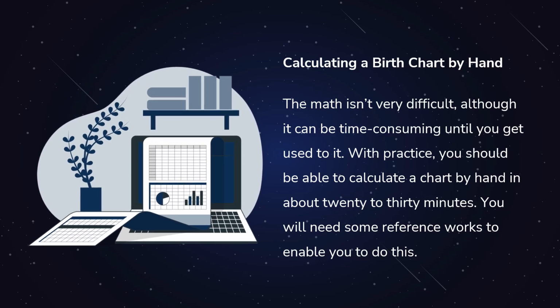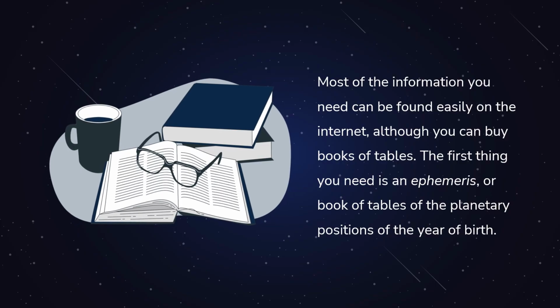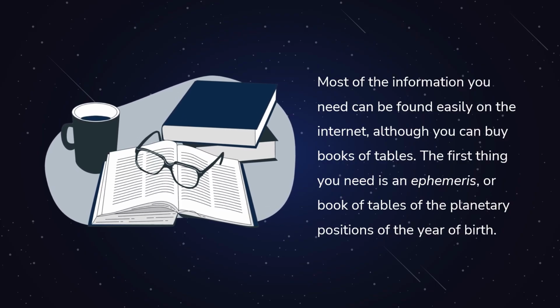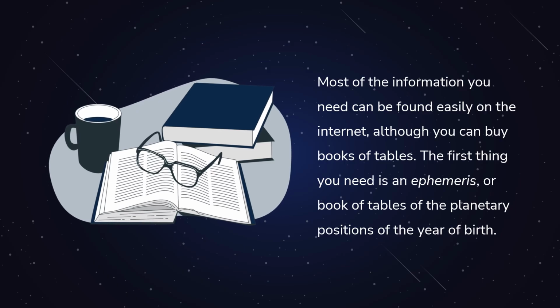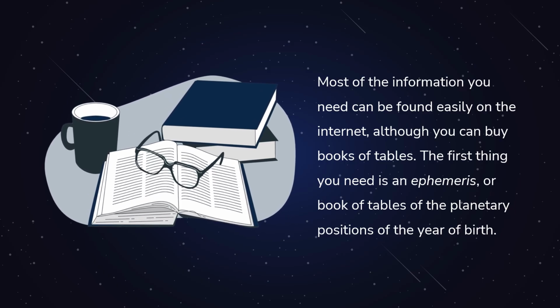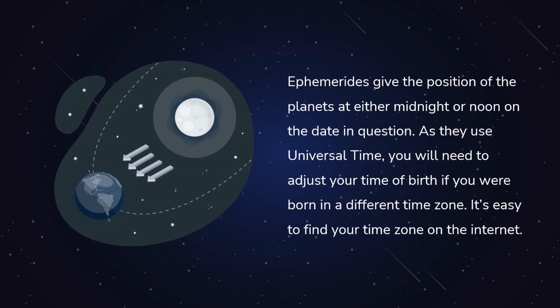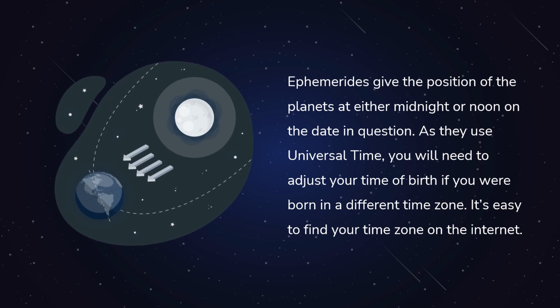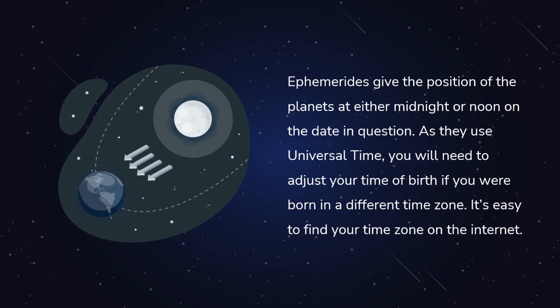You will need some reference works to enable you to do this. Most of the information you need can be found easily on the internet, although you can buy books of tables. The first thing you need is an ephemeris, or book of tables of the planetary positions of the year of birth. Ephemerides give the position of the planets at either midnight or noon on the date in question. As they use universal time, you will need to adjust your time of birth if you were born in a different time zone. It's easy to find your time zone on the internet.